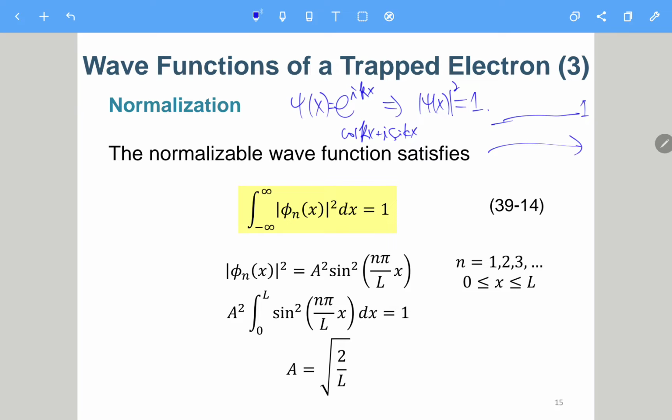Some wave functions are non-normalizable. But for this case, we can normalize it. If we consider A to be the normalization factor, this is the probability density function, and we integrate it. This term will become 1 minus cosine 2n pi over L x, all over 2. When you integrate from 0 to L, the cosine term becomes 0. Then the other term is half of x, evaluated from 0 to L. So it becomes A squared L over 2 equals 1. Finally, we have A equals the square root of 2 over L.